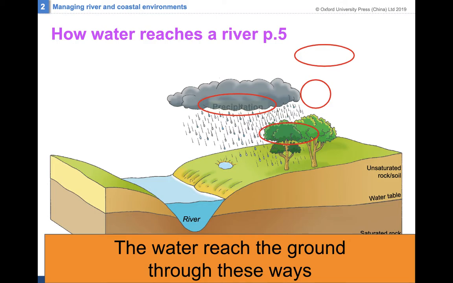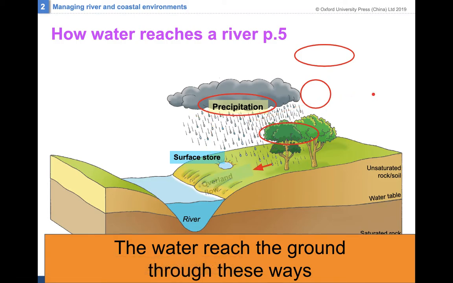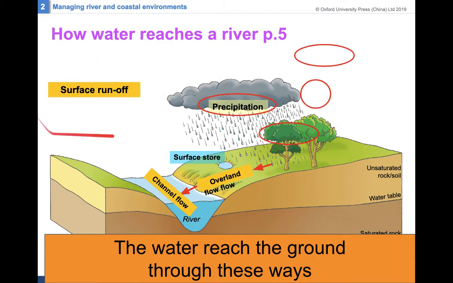Okay, so on page 5 you can see that there are several ways for the water to go back to the ground. First one is the precipitation. When the rain falls down on the ground, it might run back to the river through overland flow. This is what we call the surface runoff on the surface.